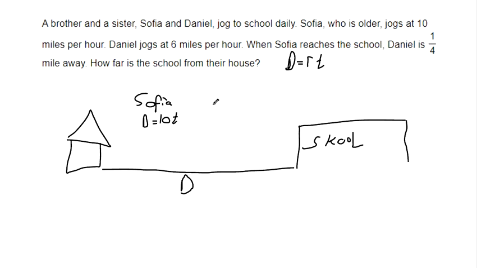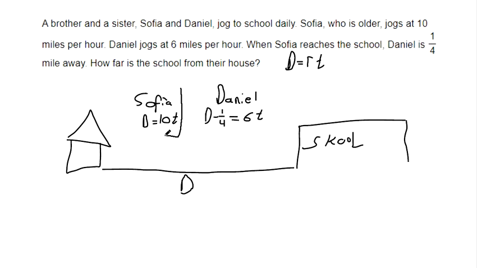Daniel's going to travel the same distance. If we say that the time is the same, like if we want to stop time when Sophia gets there, then Daniel is 6 times t, but Daniel still has to travel an extra 1/4 of a mile. Actually, let me think about how we can work that 1/4 of a mile away. Yeah, here, so Daniel hasn't quite made it. We got to subtract the distance to the school by 1/4.